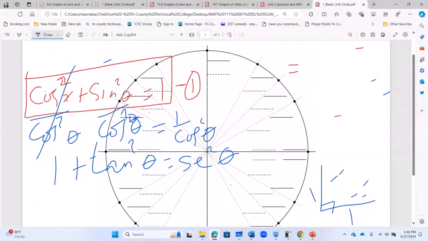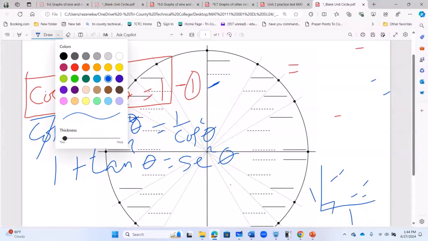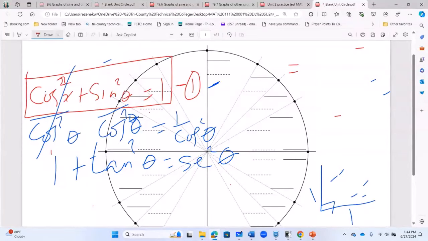Well, guess what? The mother of all these identities is the unit circle Pythagorean identity, the first one. And then others. Okay, so this is another beautiful identity which you will be using very soon when we start solving equations.